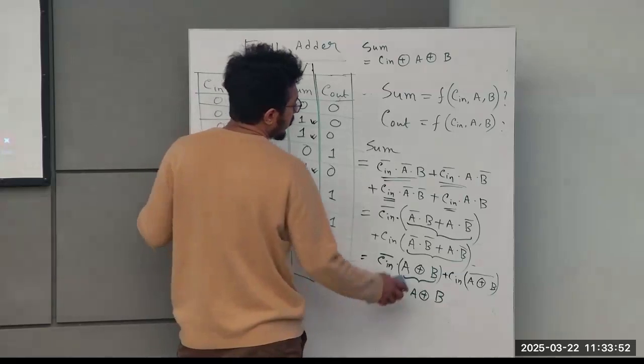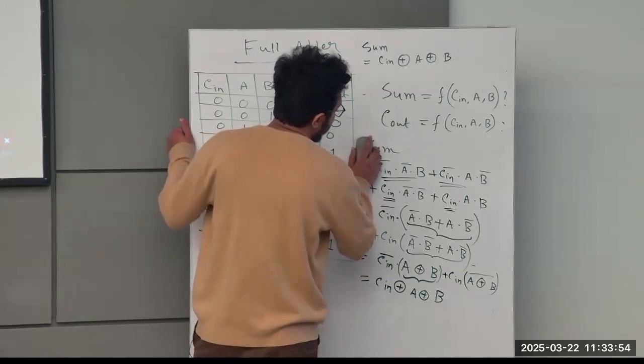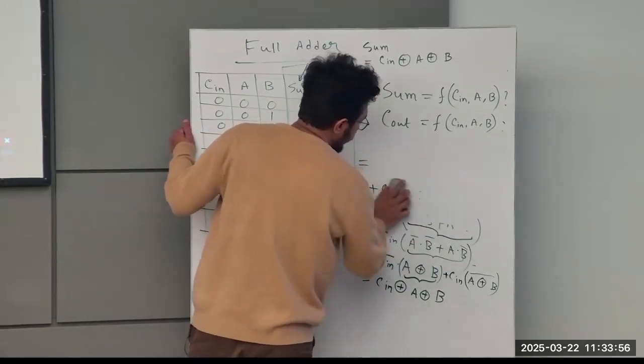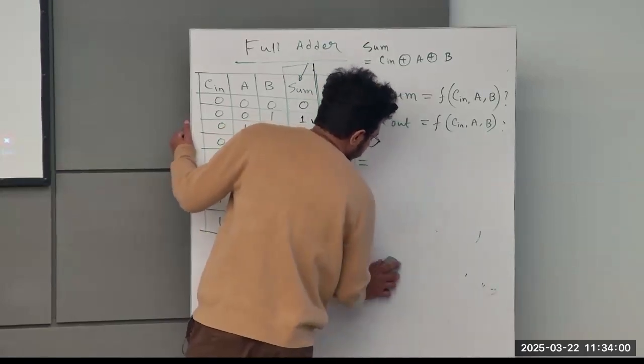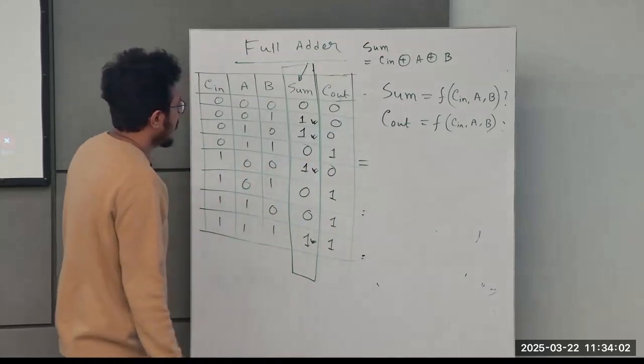Okay, so now I will talk about the C out. We have another output, right? Which is C out. If you remember, C out.